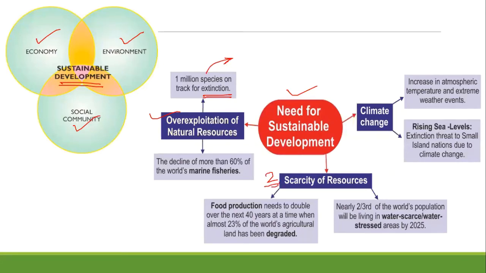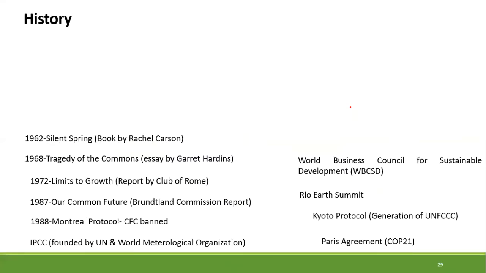Second, scarcity of resources. In many parts of India right now, we have water scarcity in summer. It was not the case a few years back, but now we are facing severe scarcity of resources. And third is climate change. The hurricanes and all these natural disasters have also increased. Rising sea level is an issue. Rising CO2 concentration is also an issue. These are some of the things for which sustainable development becomes necessary.